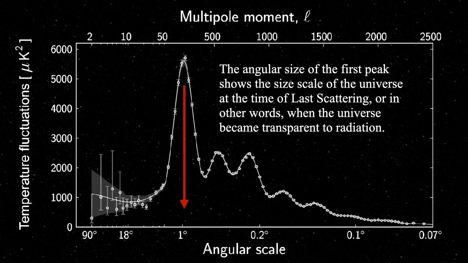All right. The first peak, the largest peak, is indicative of the size scale of the universe at the time of last scattering. This is the time when the universe became transparent. And so the size scale of the universe on the sky was about 1 degree. So everything that was 1 degree was the same size as the universe.